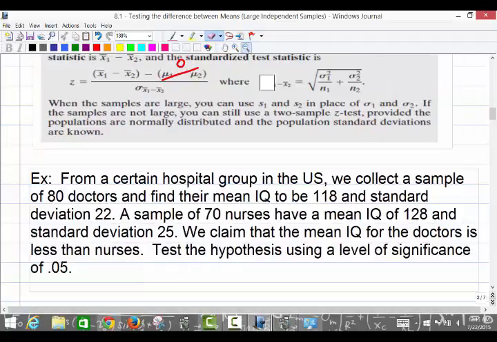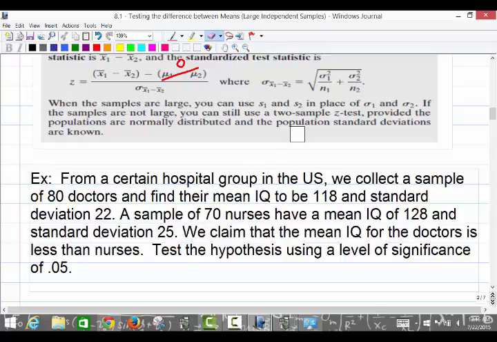Okay, let's see what this example says. From a certain hospital group in the U.S., we collect a sample of 80 doctors and find their mean IQ to be 118 and standard deviation 22. A sample of 70 nurses has a mean IQ of 128 and a standard deviation of 25. We claim that the mean IQ for the doctors is less than the nurses. We're going to test this at a level of significance of 0.05.